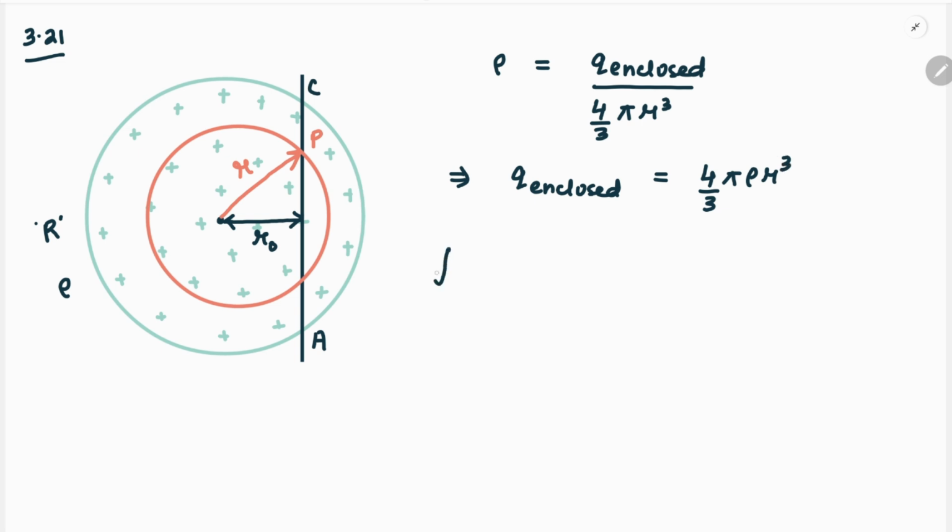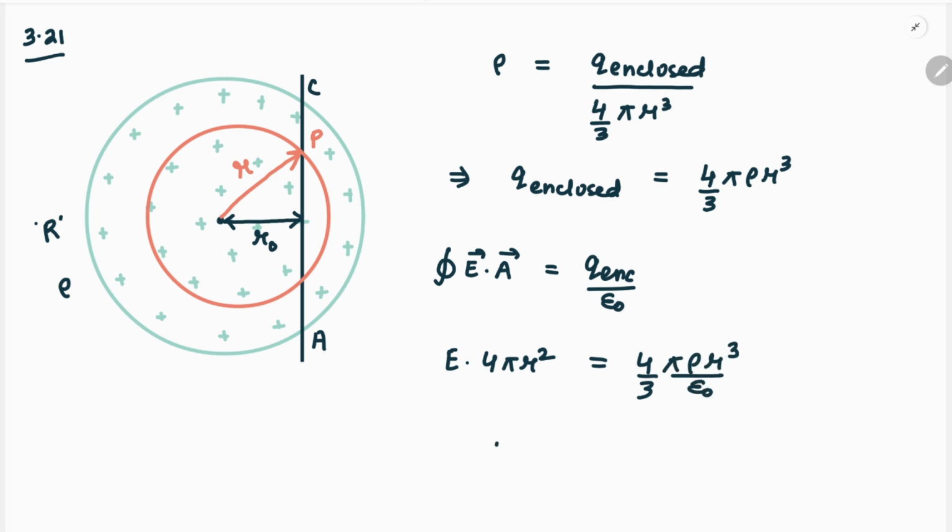is equal to 4 by 3 pi rho r cube. Therefore, applying Gauss law, E dot A is equal to Q enclosed divided by epsilon naught, so E into 4 pi r square is equal to 4 by 3 pi rho r cube divided by epsilon naught, and we get E at this point P as rho r by 3 epsilon naught. It is also the classroom result for the electric field at a point inside a sphere. So we have obtained this result first.